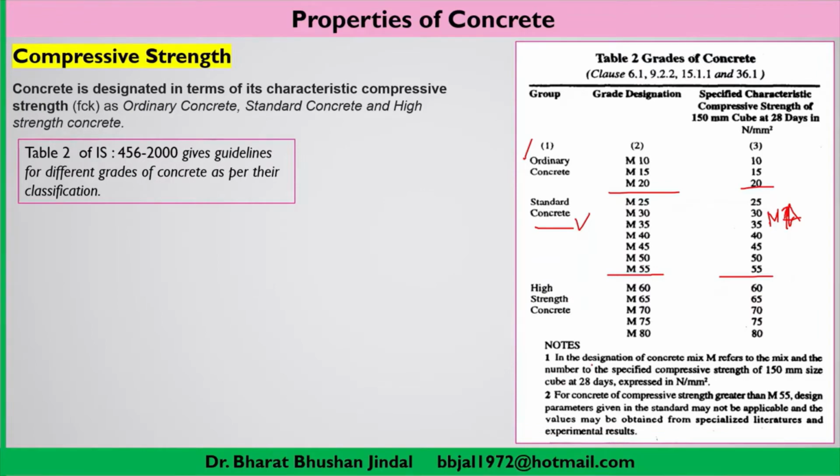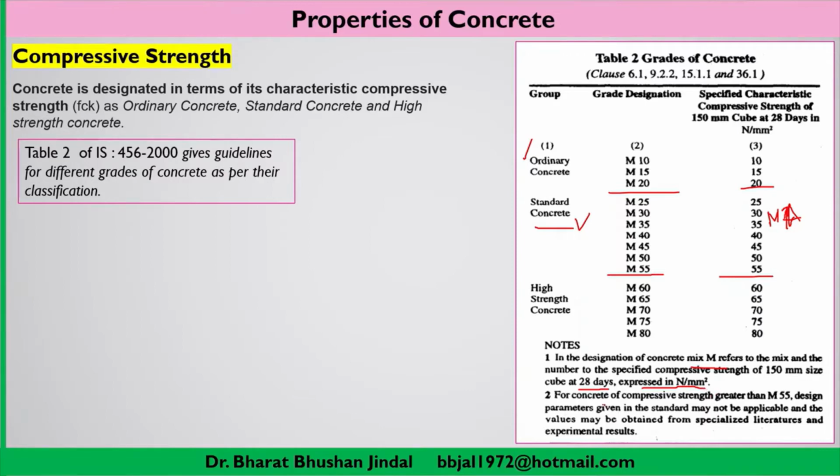Now here you can see the note that concrete is designated here. M, you are well aware, M is for mix and 10 is for the characteristic compressive strength in Newton per mm square, and this is the compressive strength obtained from 150 mm size cubes at 28 days of casting as per Indian standard.